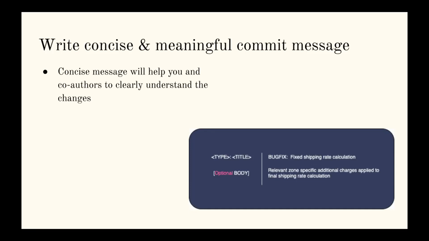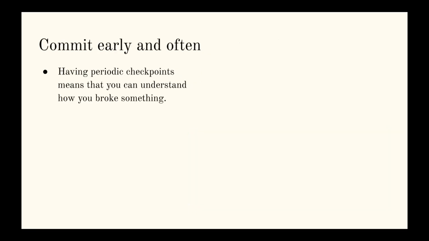The good part is also you can use a Git template to automate this commit message. All you have to do is write that in your Git config. That will show up when you commit anything and you integrate with your IDE or console.